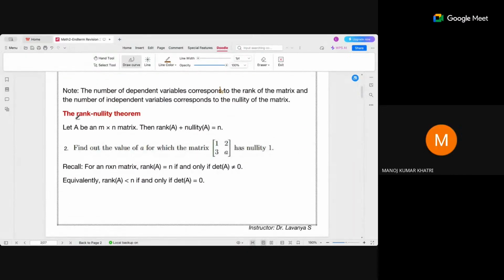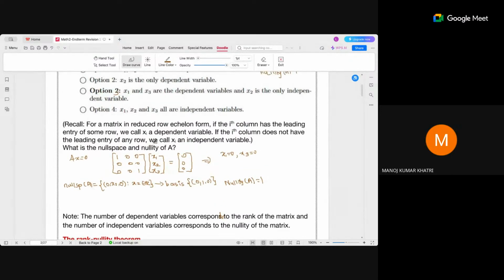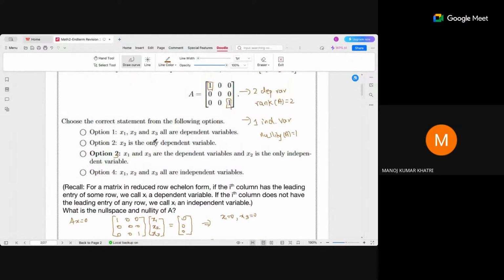Ma'am, this condition holds only in case of reduced row echelon form. See, rank, how do you find dependent variables and independent variables? You look at the RREF form only for finding the dependent and independent variables. That is how we define it, right? So you look at the RREF form. If the ith column has a leading entry, then you call that a dependent variable, right?